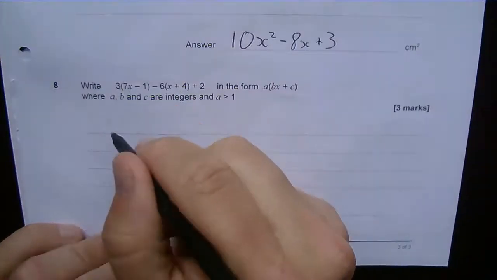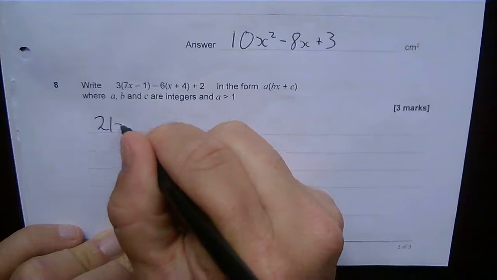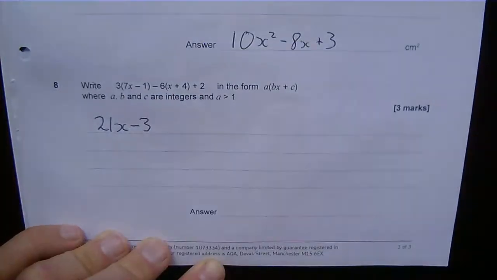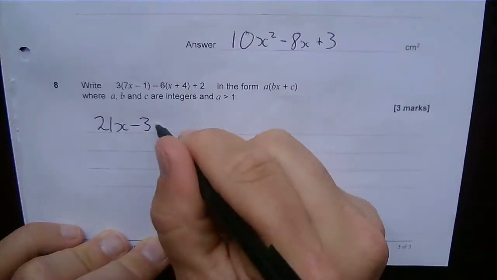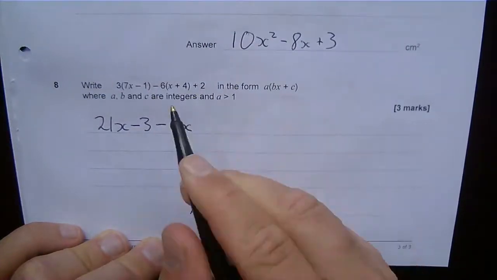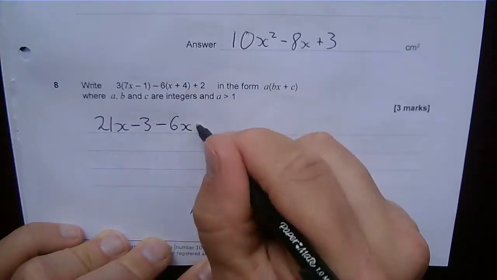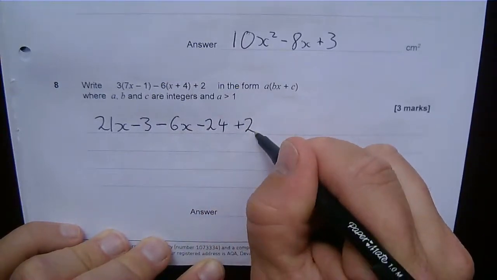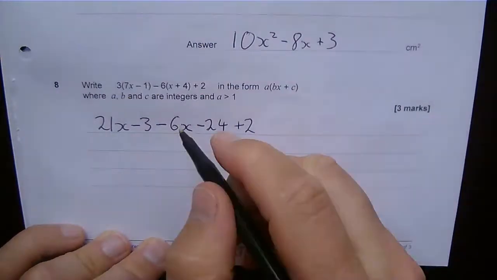So 3 times by 7x gives me 21x. 3 times by minus 1 gives me minus 3. Then I've got minus 6 times by x gives me minus 6x. Minus 6 times by 4 gives me minus 24. And then I've got add 2. I'm going to collect my like terms.